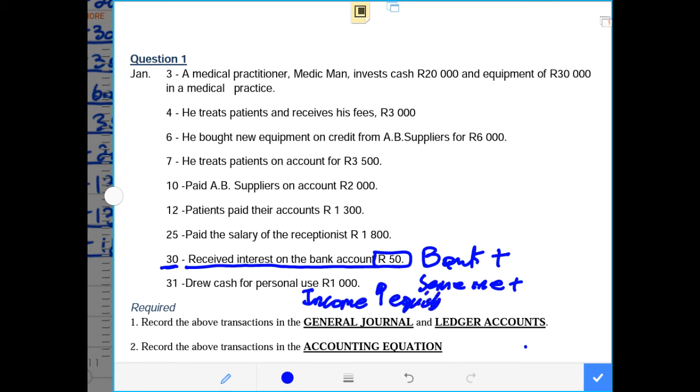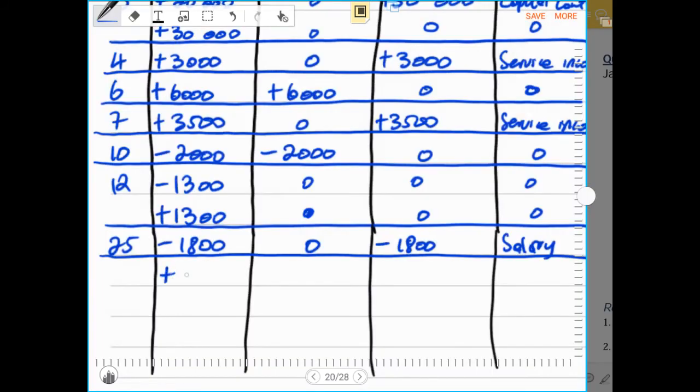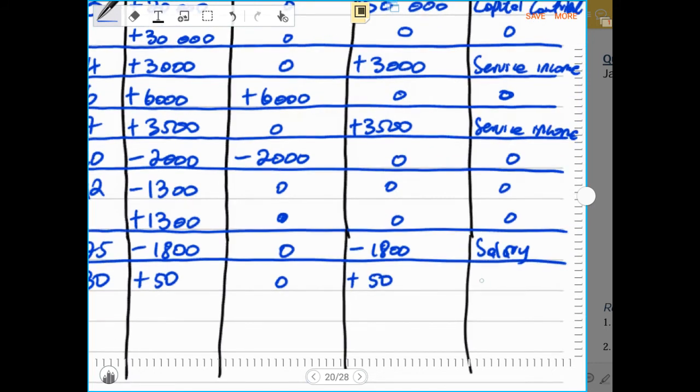But expense decreases equity. So now meaning our bank will increase by 50 rand. And that is on the 30th of the month. And because this is income, and we know that income increases equity, therefore now it will be plus under equity. Then after this will be interest income. This will be interest income.